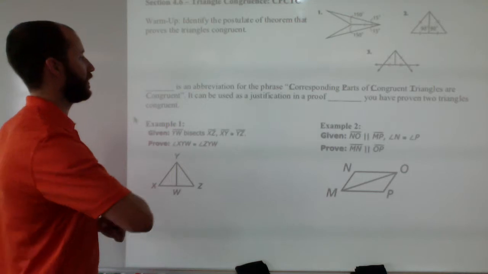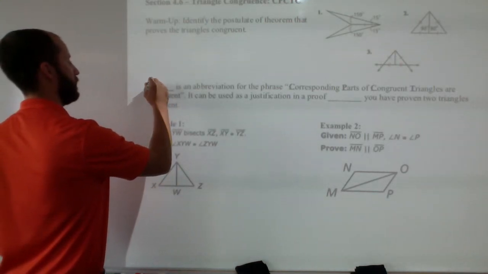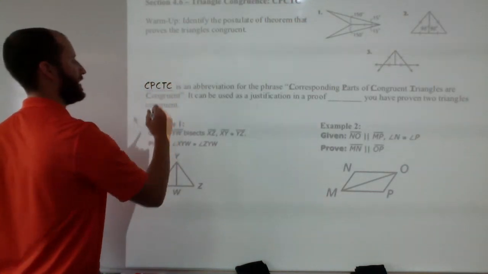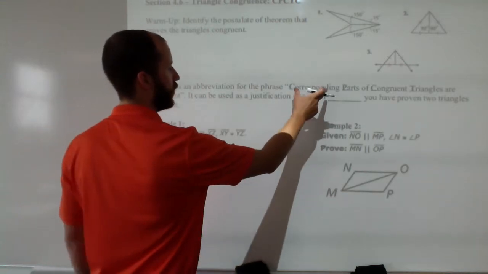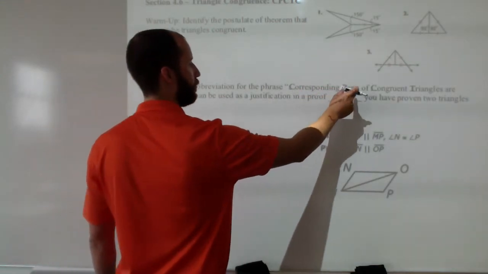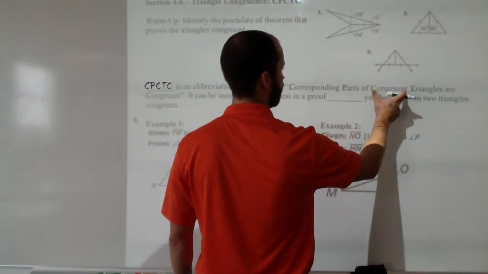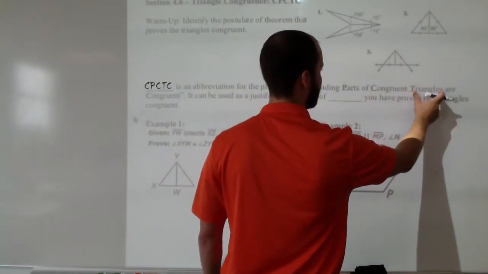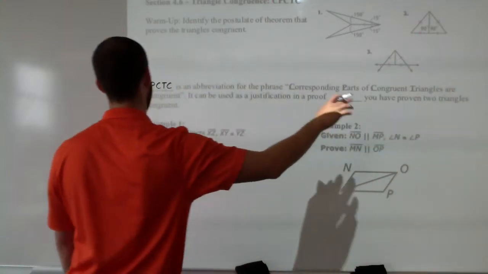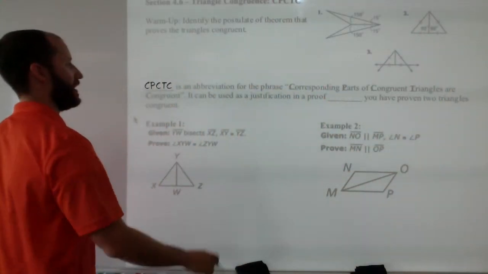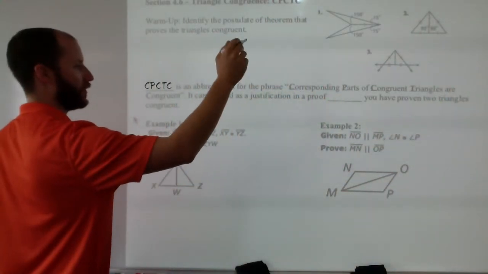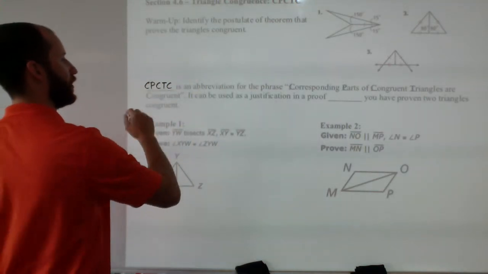So, that very long abbreviation, CPCTC. It's an abbreviation for corresponding, C, parts, P, of, forget about it, congruent, C, triangles, T, are congruent, C. Corresponding parts of congruent triangles are congruent.